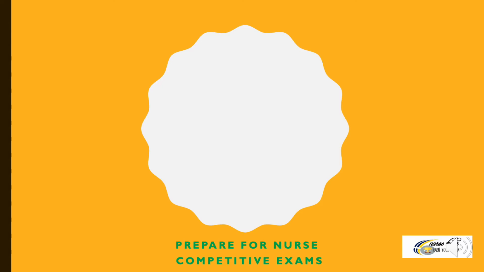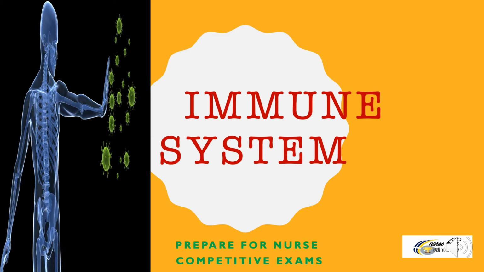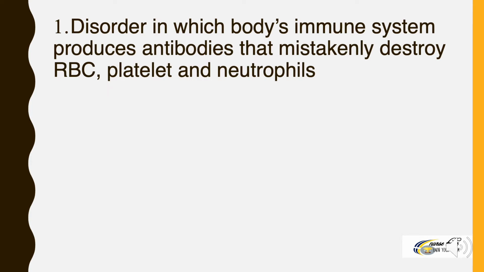In this presentation, let's deal with the immune system. We are moving on to the first question. Disorder in which the body's immune system produces antibodies that mistakenly destroy RBC, platelets and neutrophils. The answer is Evans syndrome.